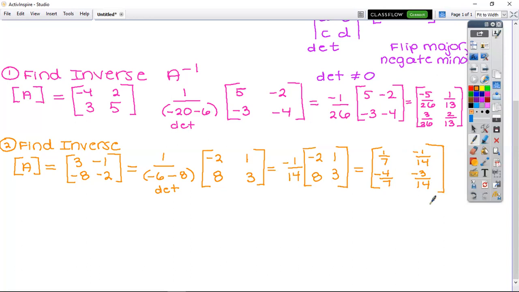How are the inverses? Good. Again, we only do 2x2 inverses just by hand. Once we get to the 3x3, that's just something you can use a calculator for instead. So now we take this concept and we extend it a little bit further. So we're going to use it to solve a matrix equation.